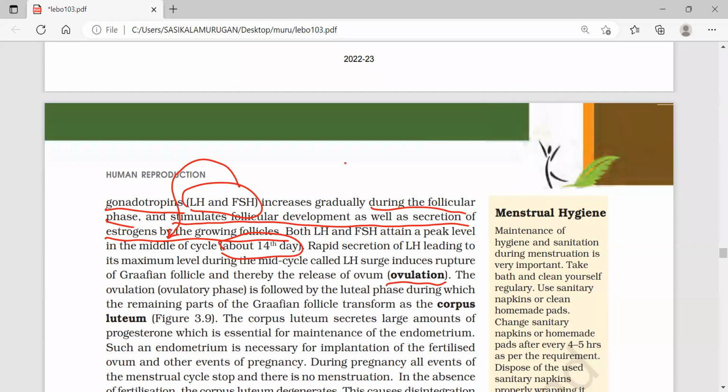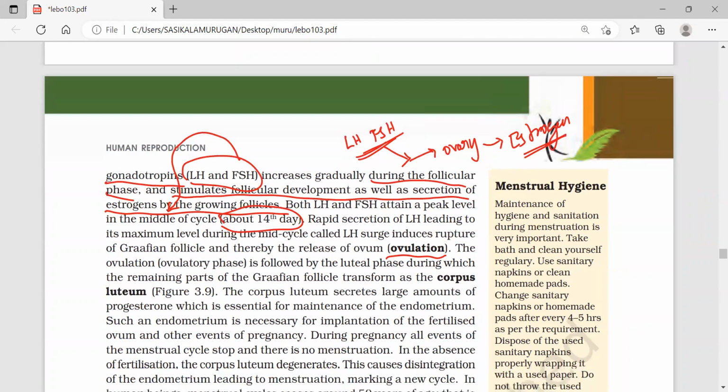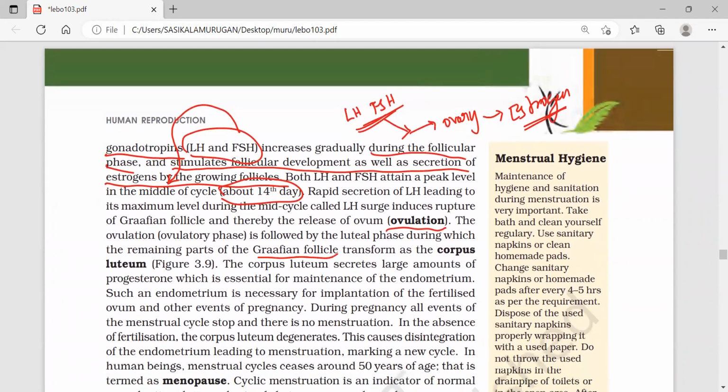So remember, LH and FSH are pituitary hormones. They are released from the anterior pituitary. They act on the ovary, and from the ovary estrogen is released. From the estrogen released, the next process is called ovulation. And then the graafian follicle ruptures and transforms into the corpus luteum.